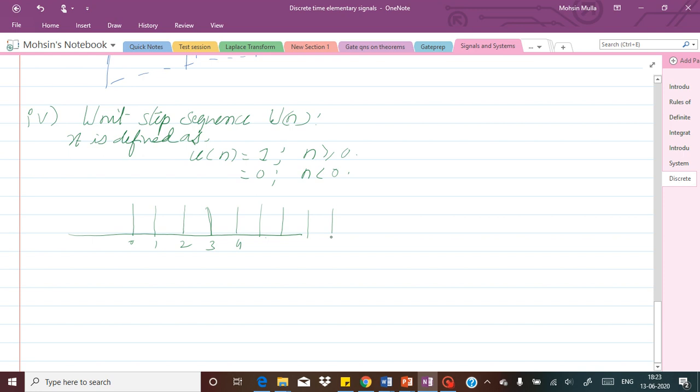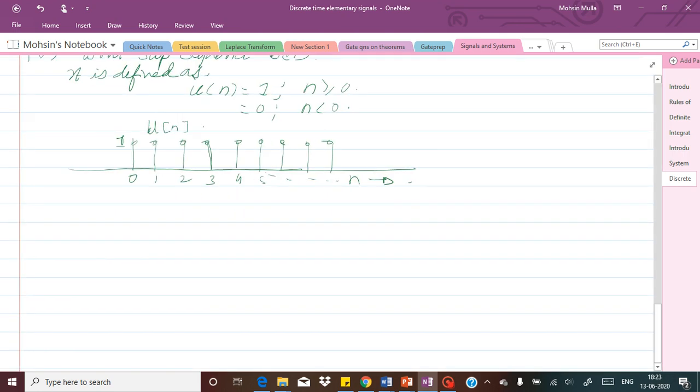This will continue so on. All the magnitude is unity here. So this is called the unit step sequence. It has magnitude equal to 1 for discrete instants at the 0th instant, that is n equal to 0, and thereafter every other positive value of n.